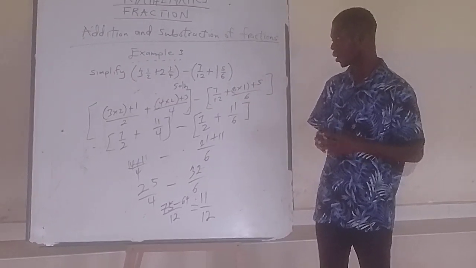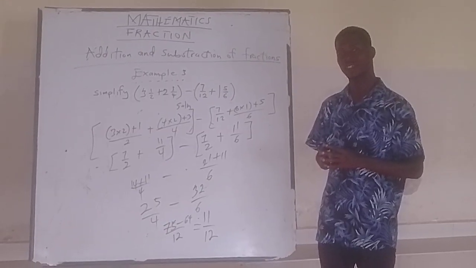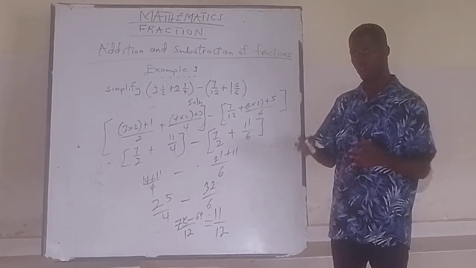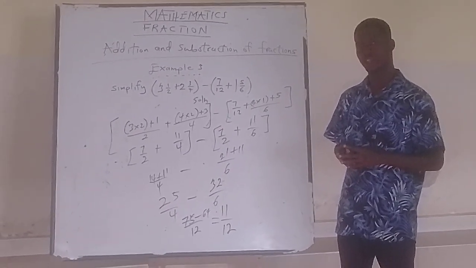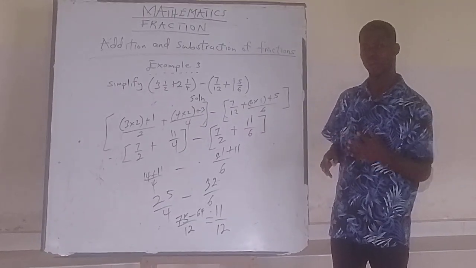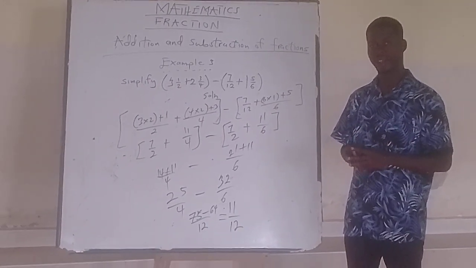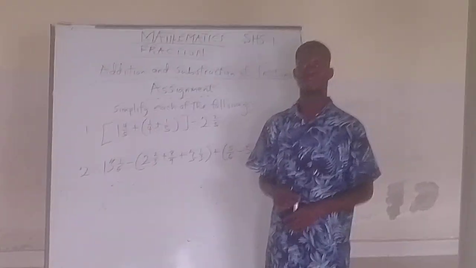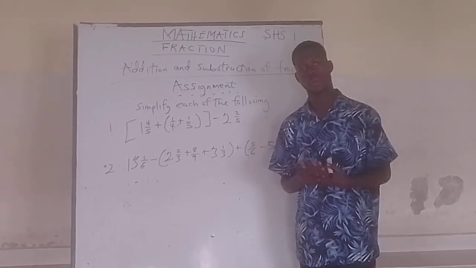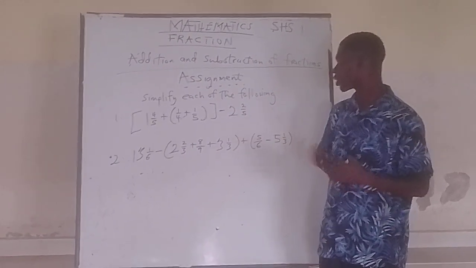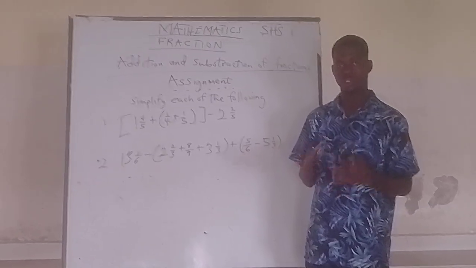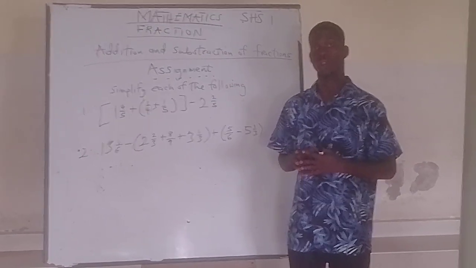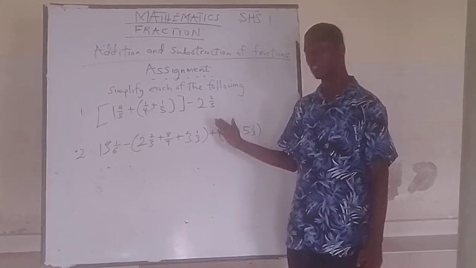You just have to follow the method: convert the mixed fractions into improper fractions, then continue with the operation signs, either minus or plus, and then you get the right answer. So that's how we move on to the next. Now we are done with the solved examples, and this is the assignment. It's not difficult. If you follow the method that we used to solve the various examples during the lesson, you can easily solve these ones as well.